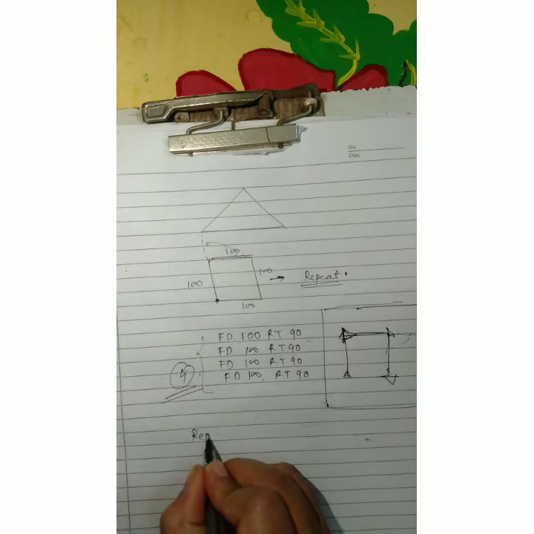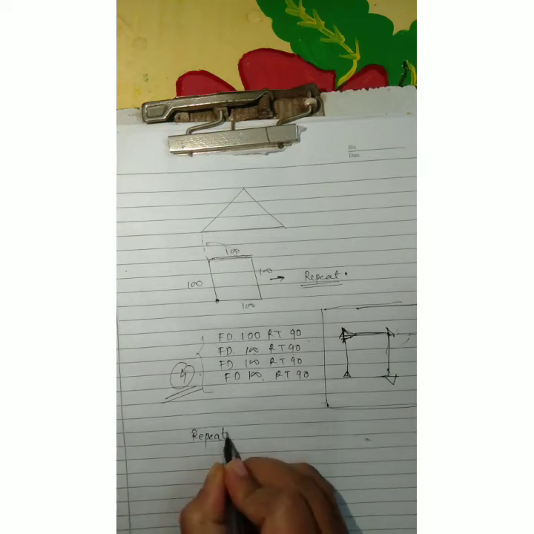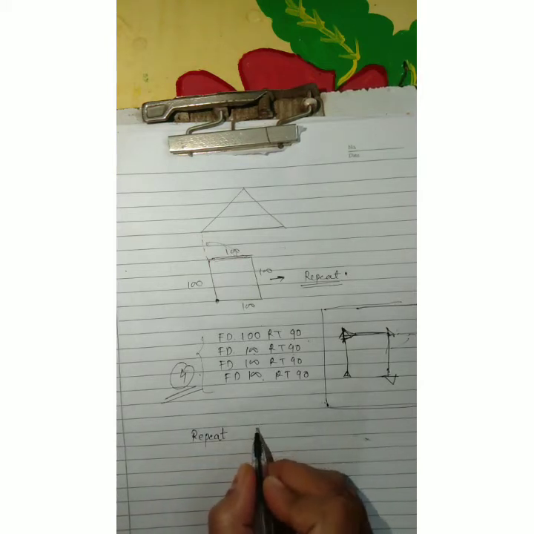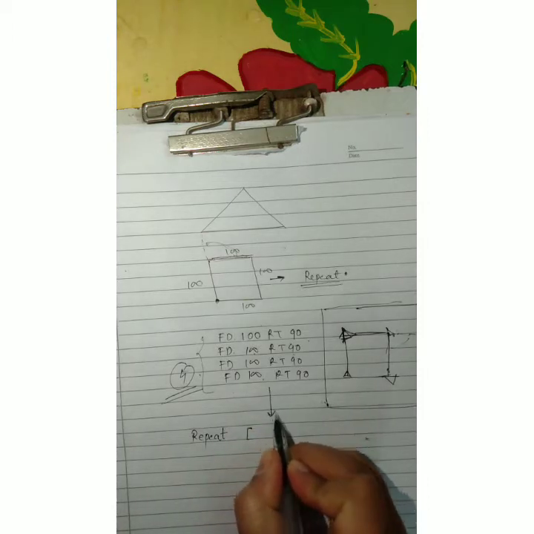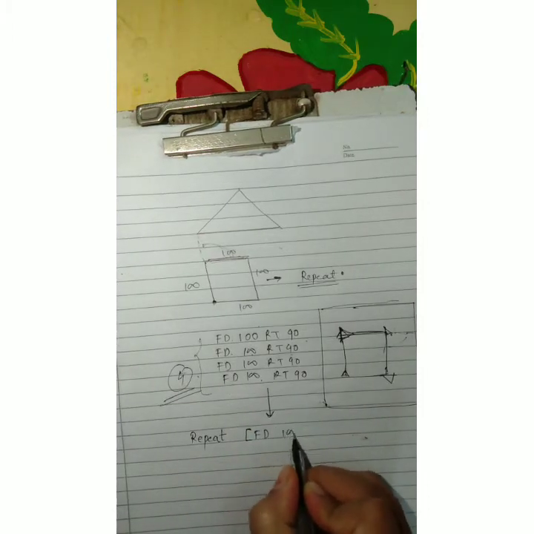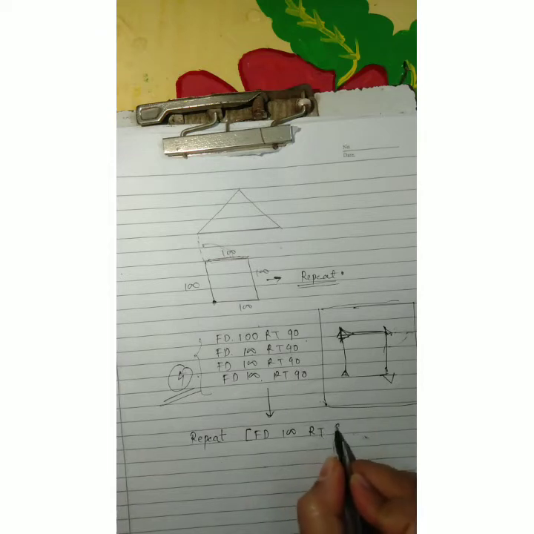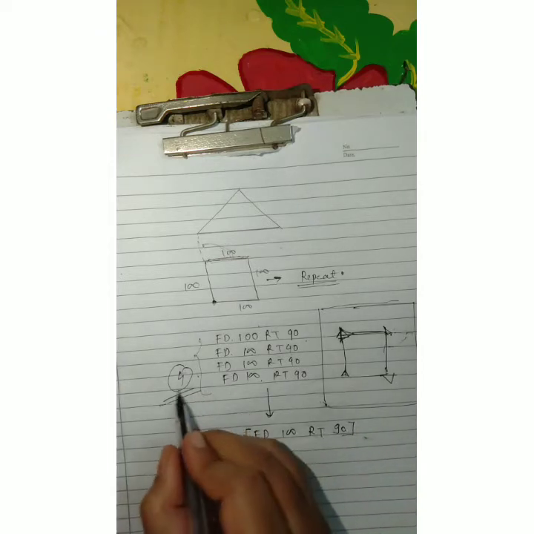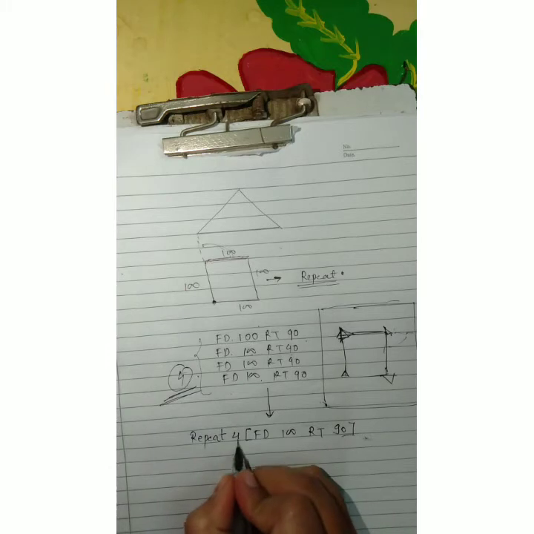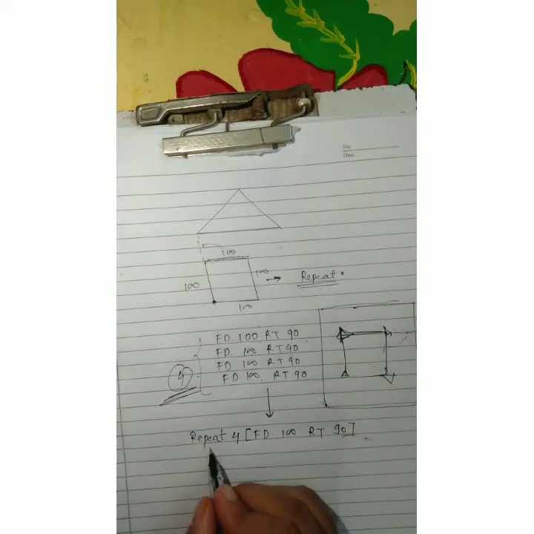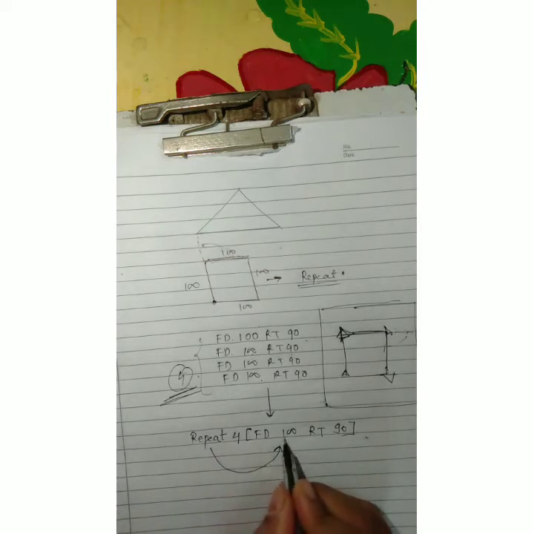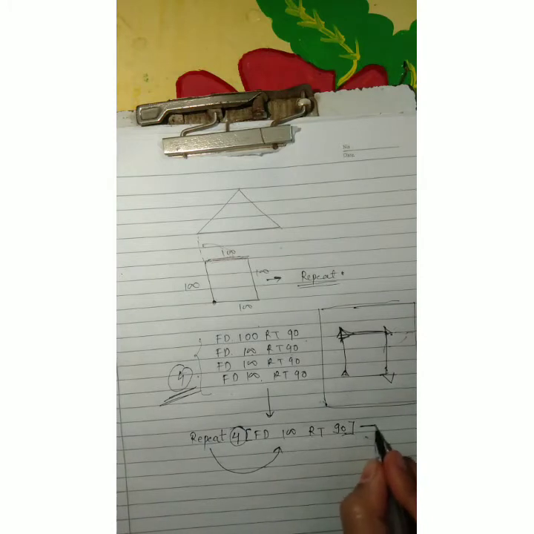Please repeat. REPEAT. What to repeat first of all? This command FD 100, RT 90. Now we have to repeat 4 times. So mention 4 here. So we are giving command to the turtle: please repeat FD 100, RT 90 4 times. So by one line only, by writing this, we can make square.